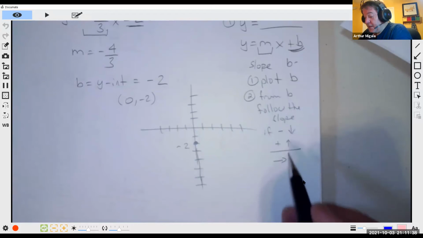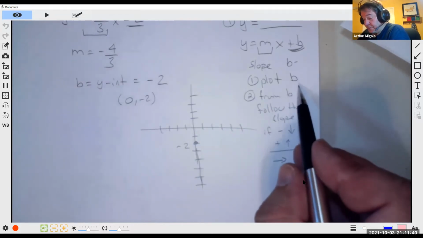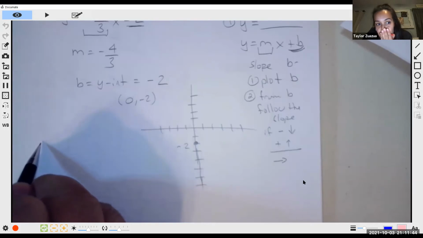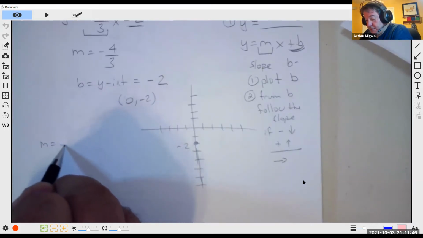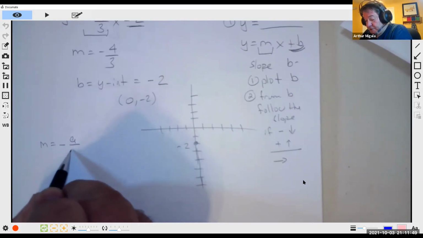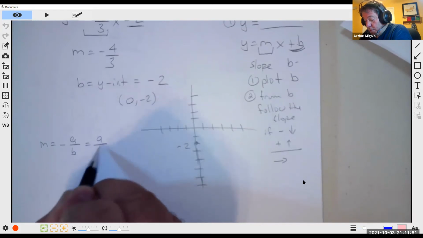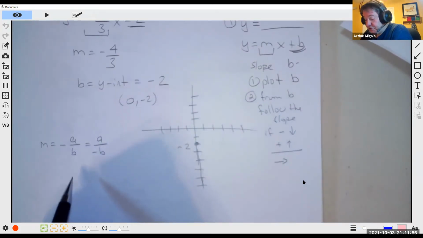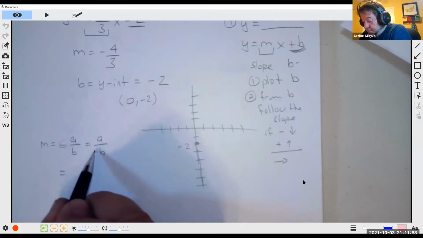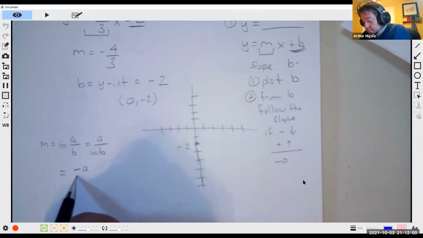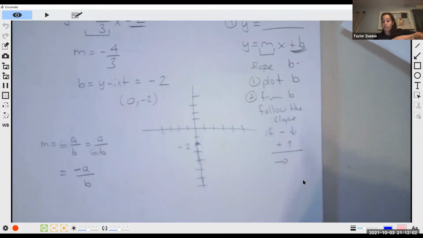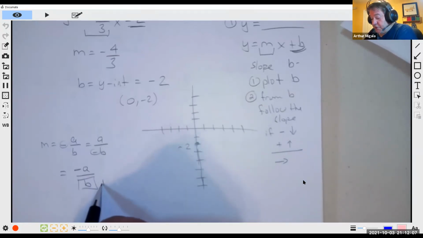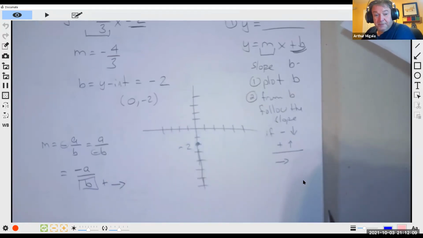Okay, sorry. Once you plot your y-intercept, here's an important thing. If your slope is written like this or like this, move the negative to the top number. Yes, thank you, Ryan. Because the bottom number is always positive. It's always going to the right.